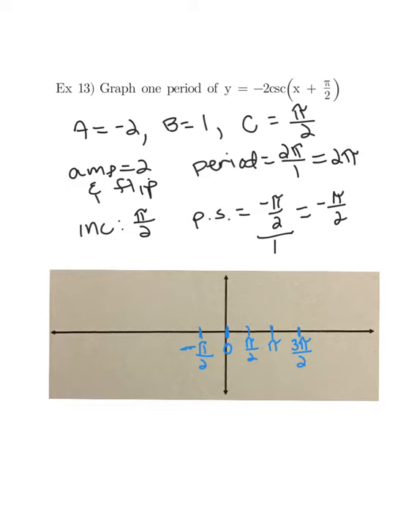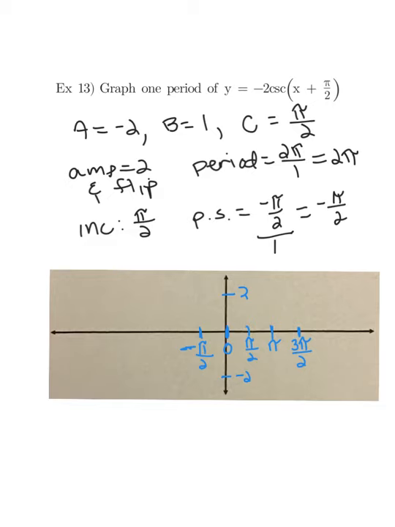Our amplitude is 2, so our vertical labels will be 2 and -2. This is a cosecant, so our sketch function will be a sine. But remember that we have to flip it because of the negative sign.